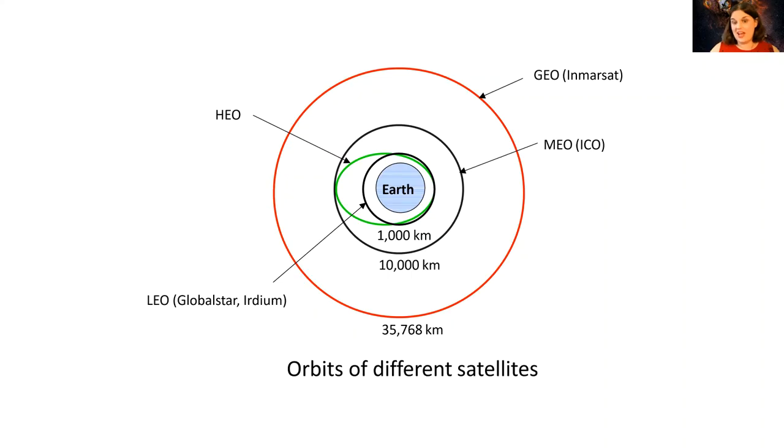But nonetheless, we have put things into orbit. So here's just a rough idea and schematic of where these different orbits are. So you have GEO orbits that are the furthest out, the medium orbits that are in the middle, and then you have the ones that are really close, the LEOs, and then the HEOs, or the high elliptical orbits. Those are kind of in between the MEO and the LEOs.